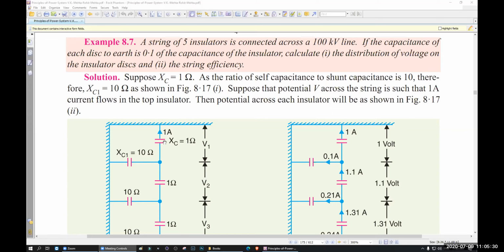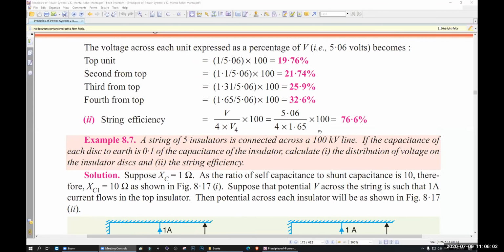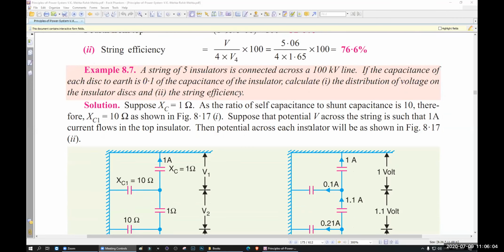In case of capacitance, this one is 10 times. In case of resistance, this one is 10 times, right? Remember, reactance and capacitance, they are opposite. So 0.1 means this one is 0.1, this one is 10 times actually. Okay, calculate the voltage distribution across each insulator disk, and the string efficiency. Now, the additional thing is you have 5 insulators and a voltage given. So at first find the percentages, then find the voltage, no problem. So how do I do that?